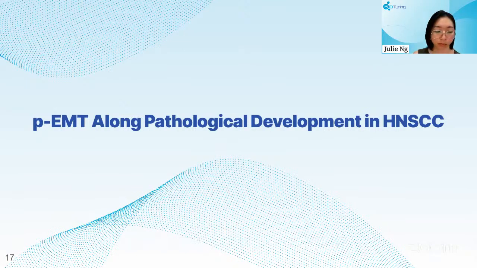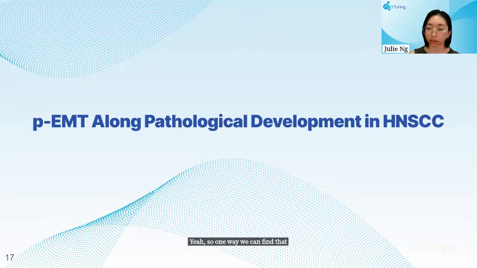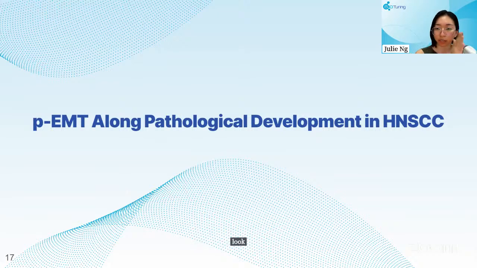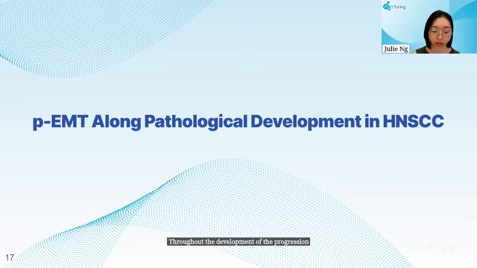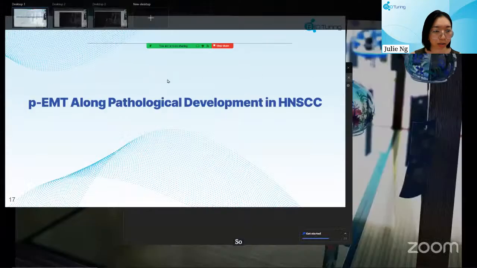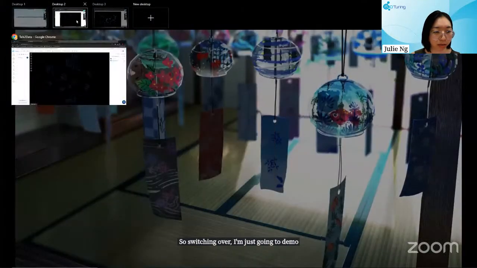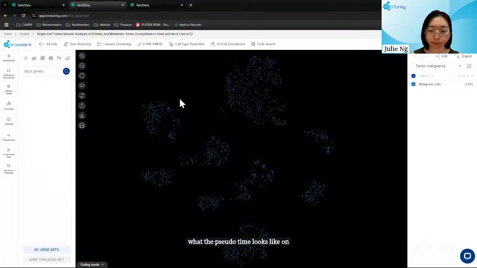Yeah, so one way we can find that out is by using the pseudotime feature on bbrowser X. This lets us look at how, throughout the progression of cancer, we see any increase or decrease in our genes that are associated with partial EMT or EMT. So switching over, I'm just going to demo what the pseudotime looks like on bbrowser X.